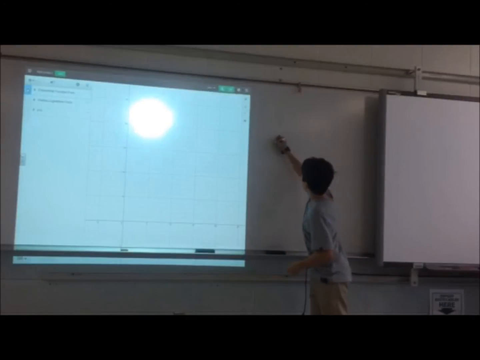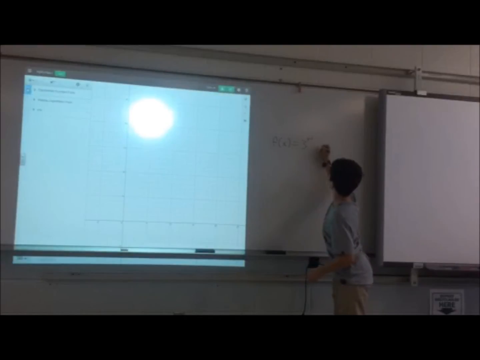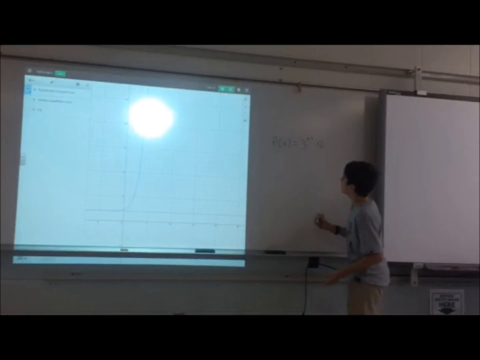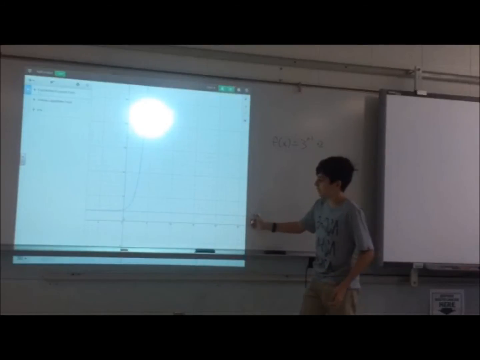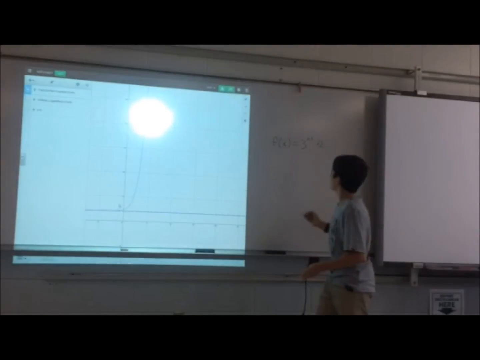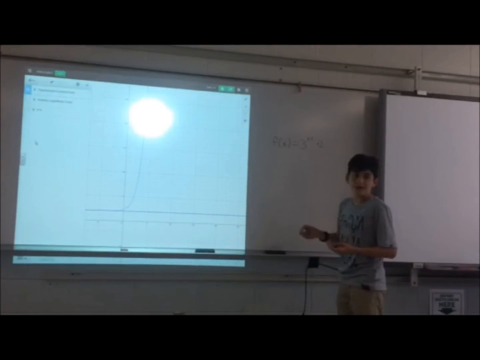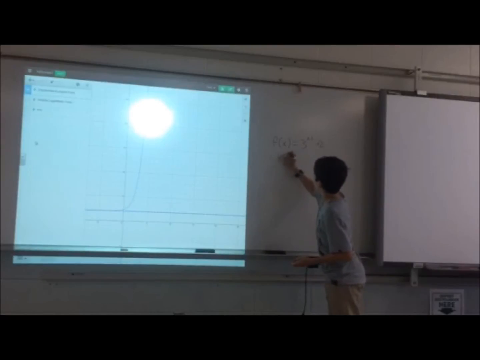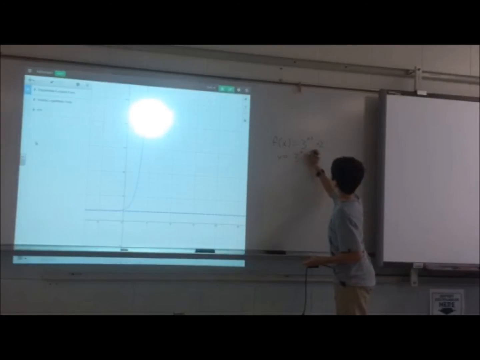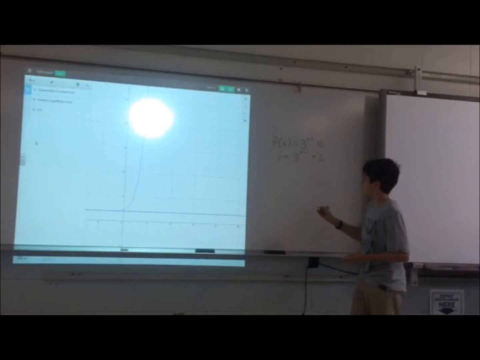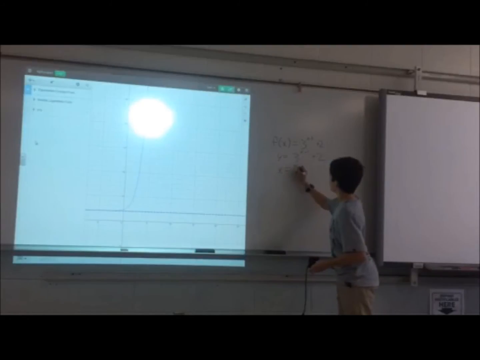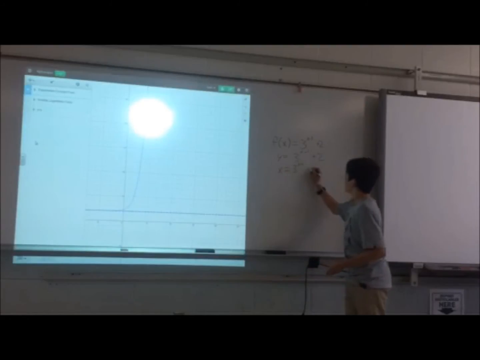We're going to take the function f of x equals 3 to the x minus 1 plus 2, as shown here on the graph. So, you can see that it has an asymptote at y equals 2 and some points along here. So, first we're going to find the inverse algebraically. So we're going to set y equal to 3 to the x minus 1 plus 2. We're going to switch the x and the y values. So x equals 3 to the y minus 1 plus 2.